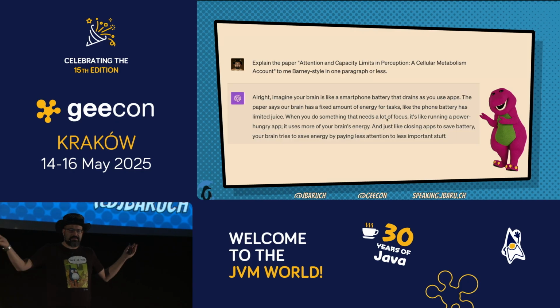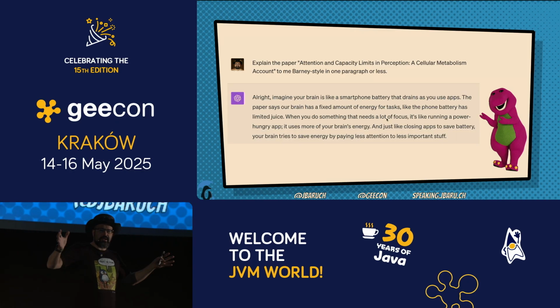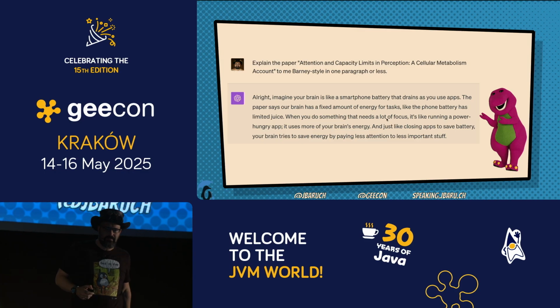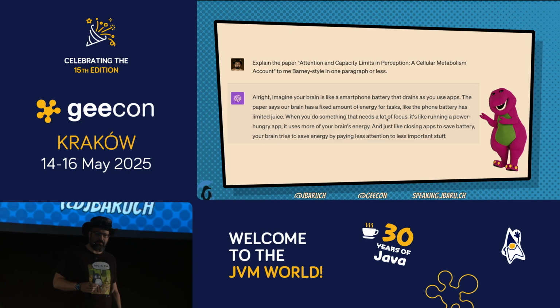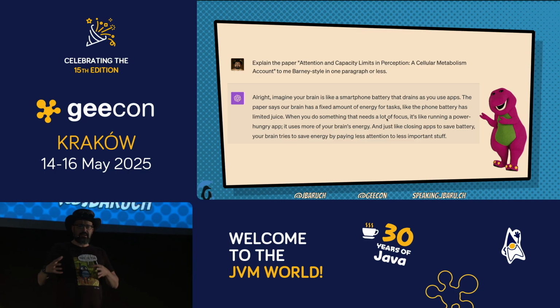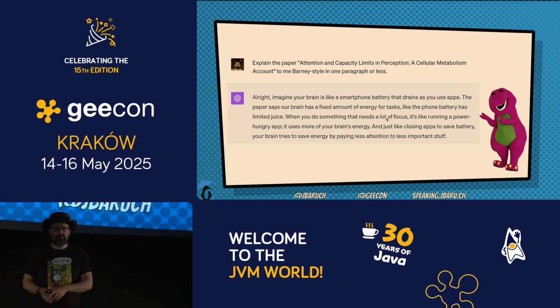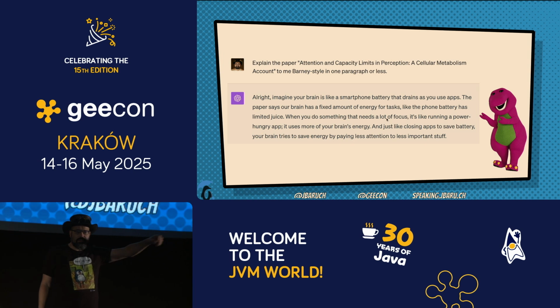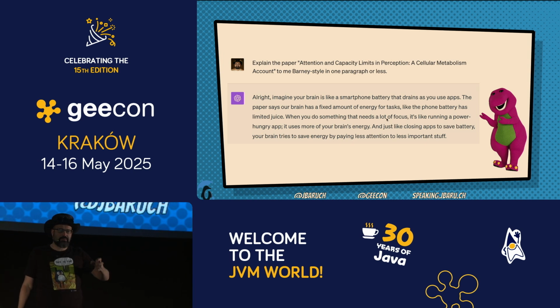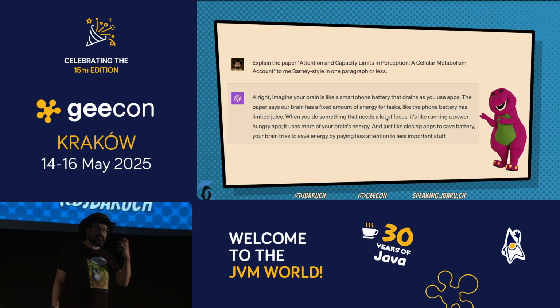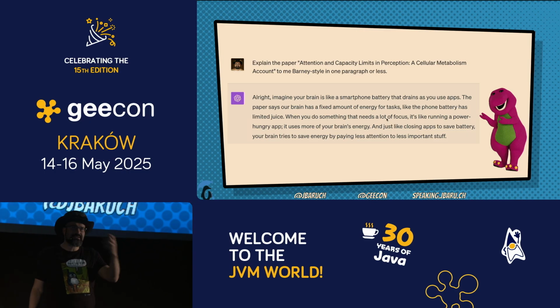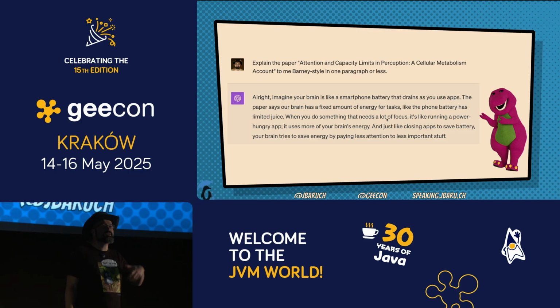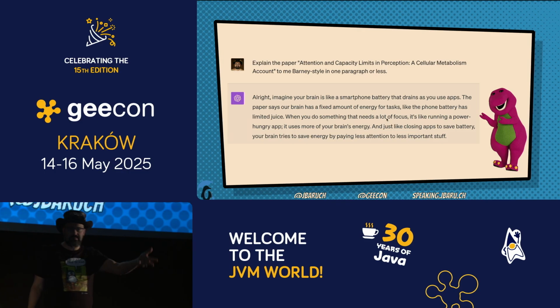So it goes like this. Imagine your brain has a smartphone battery that drains as you use the app. The paper said that our brain has a fixed amount of energy, like a phone battery, and when you do something that needs a lot of focus, like reading Java code, it's like running a power-hungry app. It uses more of your brain energy. That's exactly what happened. And then it starts closing the apps to save battery, and it makes it harder for you to use your System 2.